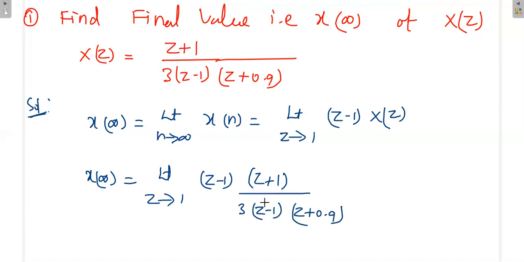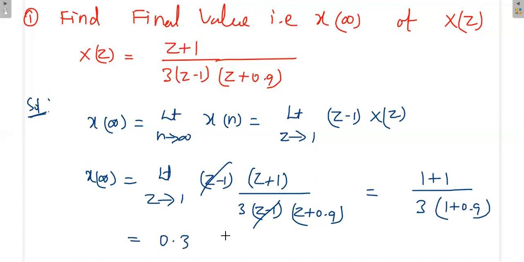Now z minus 1 and z minus 1 cancel, then substitute z equal to 1 in this expression. So 1 plus 1, 3, 1 plus 0.9. Finally, 0.35 is the answer.